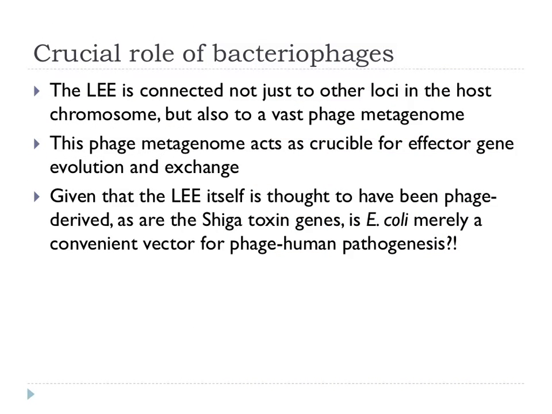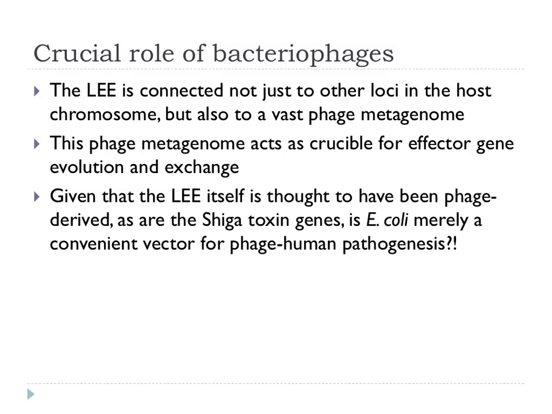So the conclusion of this work is that the LEE is not just connected to other loci in the host chromosome, but because those loci are actually prophages, some of which could be active as phage, there's this vast phage metagenome out there. If we compare different strains that carry the LEE with each other, we see considerable variability in the deployment of different prophages in the genome. So there's obviously lots of phages coming in, going out, dropping in, going out, and so forth.